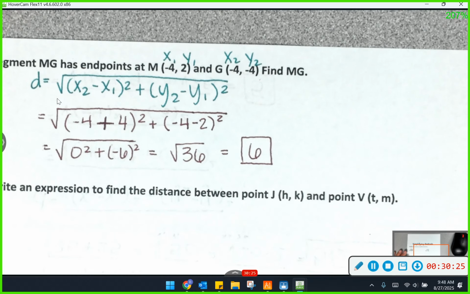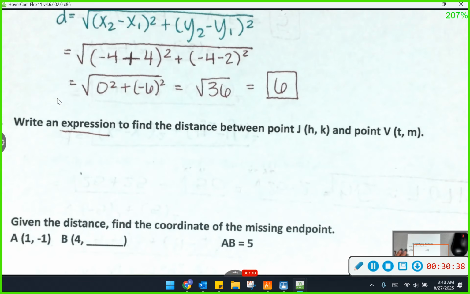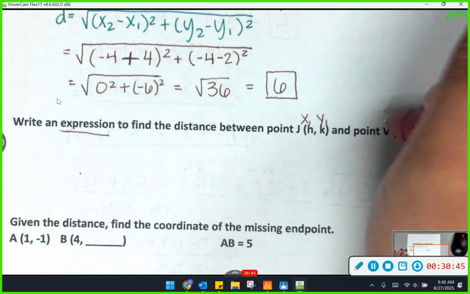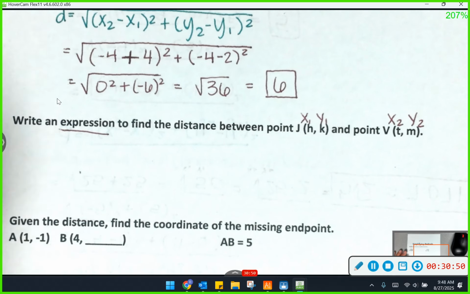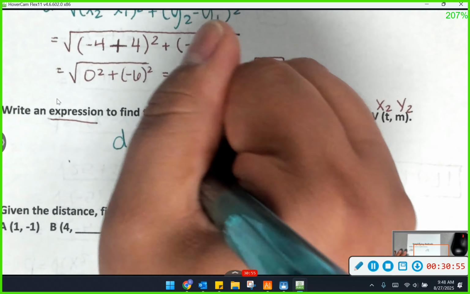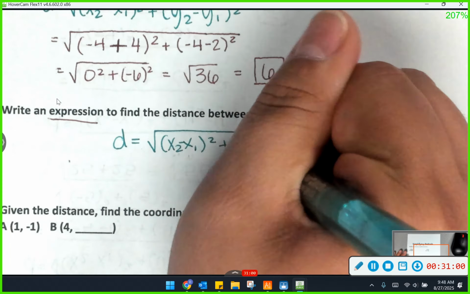Number 5. I want you to write an expression to find the distance between these points. An expression is just an equation without the equal sign. x1, y1, x2, y2, same steps, right? Same formula. Do you feel like you already probably have this formula memorized? Yes. I told y'all you would.